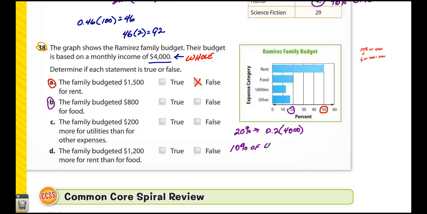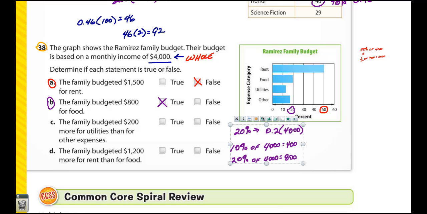10% of 4,000 equals 400. So if I divide the 4,000 by 10, I get whatever 10% is. So if 10% of 4,000 is 400, then 20% of 4,000 is double that, is 800. And that's what they said it was. So that one's true.